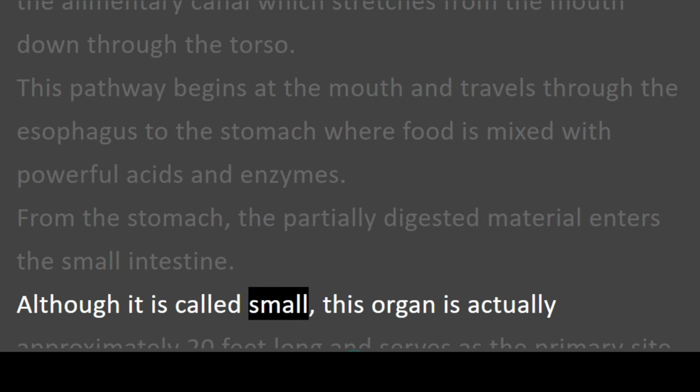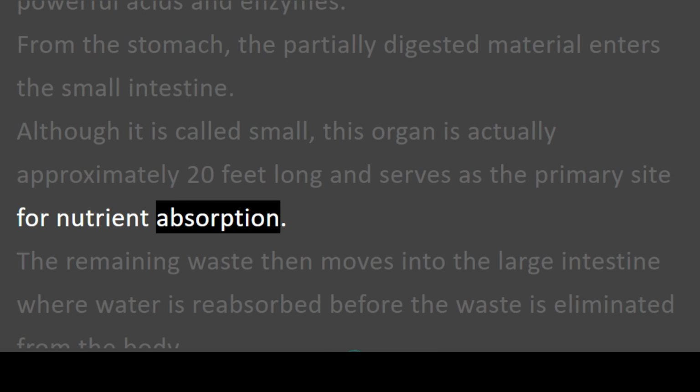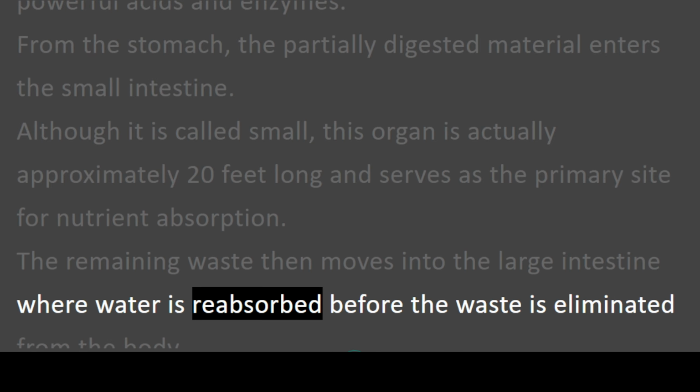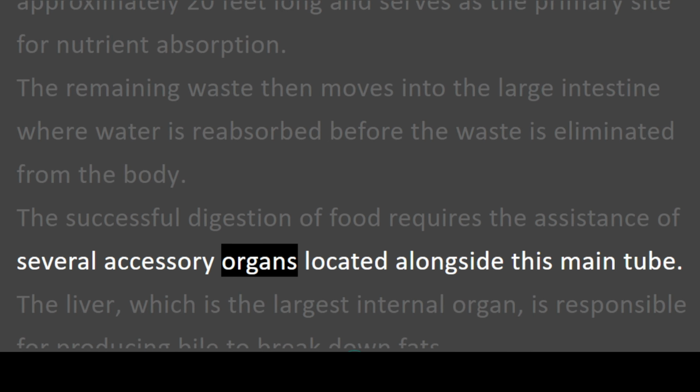Although it is called small, this organ is actually approximately 20 feet long and serves as the primary site for nutrient absorption. The remaining waste then moves into the large intestine where water is reabsorbed before the waste is eliminated from the body. The successful digestion of food requires the assistance of several accessory organs located alongside this main tube.